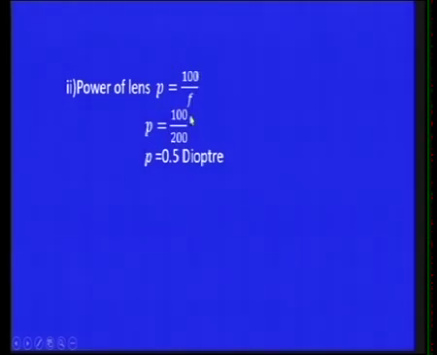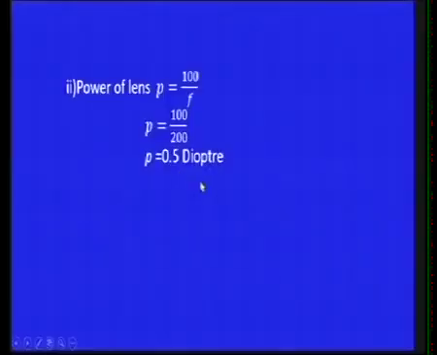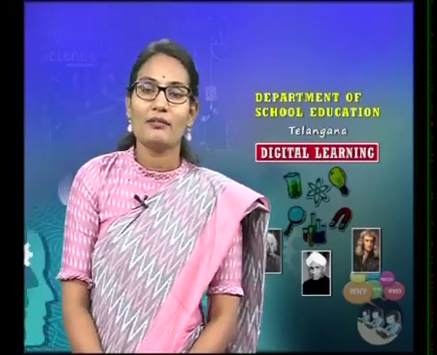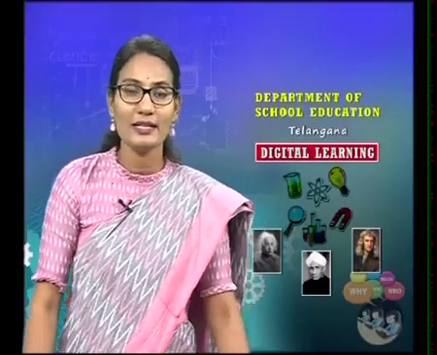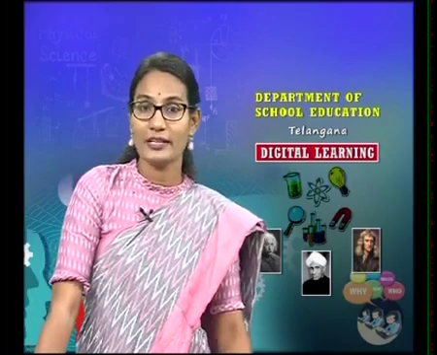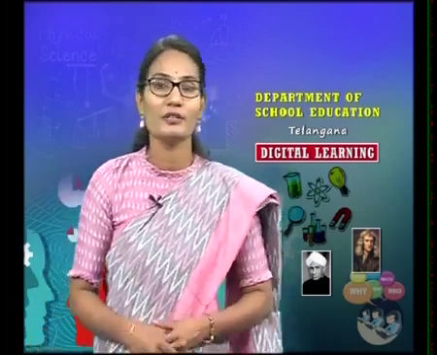P equal to 100 by 200, by substituting the value of focal length. Now the value of P is equal to 0.5. The unit of the power is diopter. Now P equal to 0.5 diopters. As it is hypermetropia, you get the value as plus 0.5 D. So plus indicates it is hypermetropia. If you get the negative symbol, then it indicates myopia. These are the points we learned in this session.